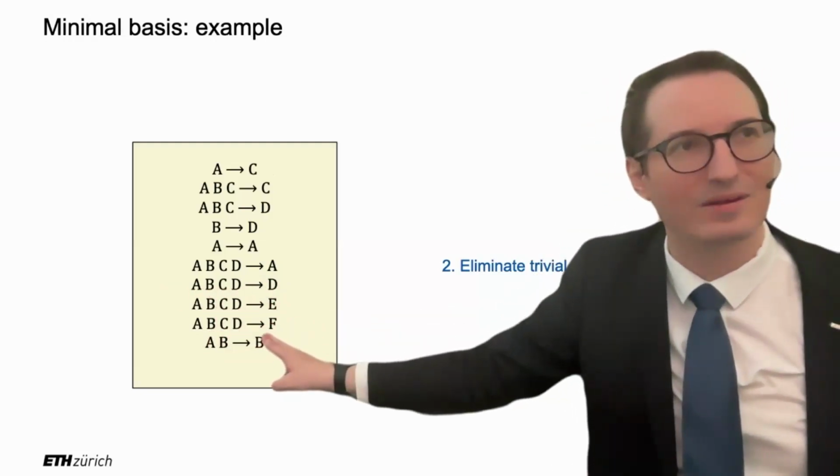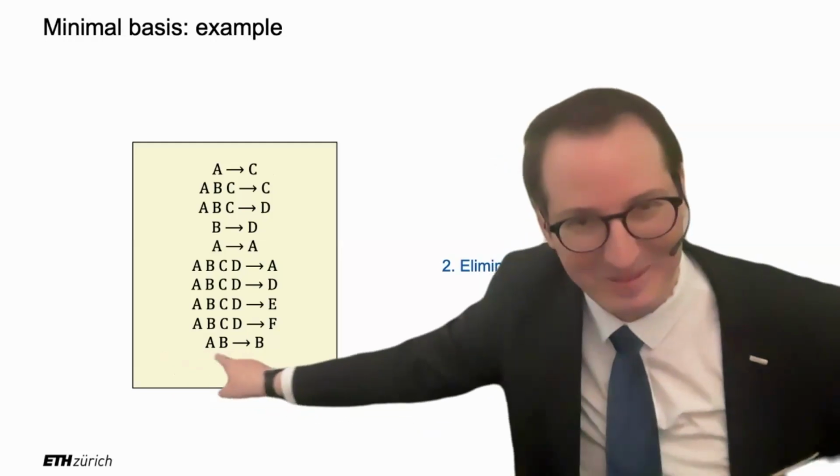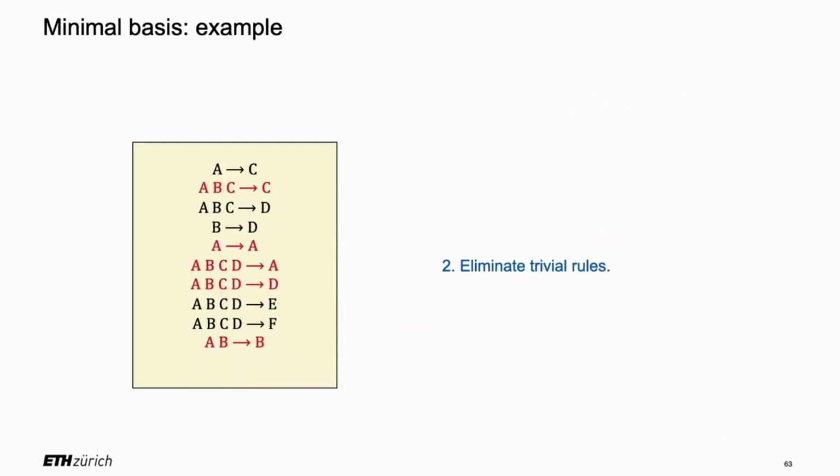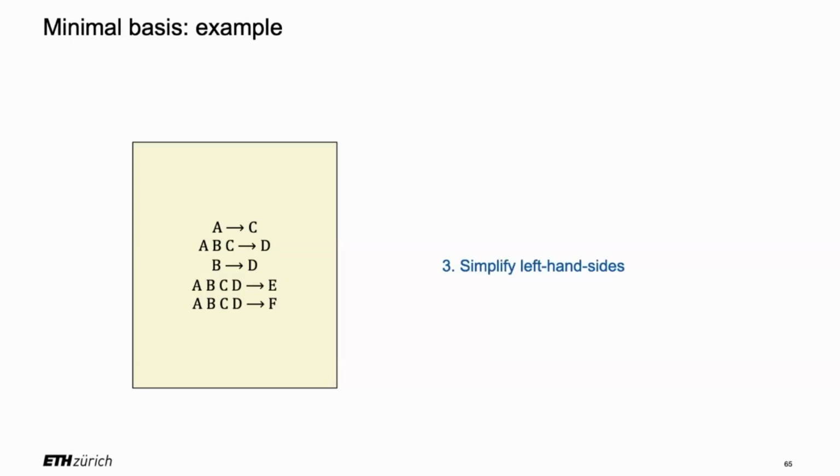And okay, let me give you for free this one. Yeah, AB gives me B. Okay, so bam, they're gone. Okay, they were trivial. What comes next? We need to simplify the left-hand side. So is there any attribute that I can remove somewhere on the left that actually I don't need because of other rules? Anybody?